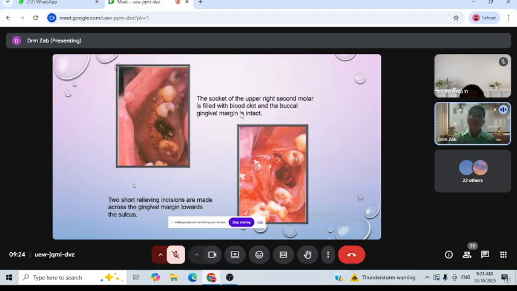You have seen this photo just now. This is where we use a buccal advancement flap. So you have an alveolo-sinusal oro-antral communication. You can do an incision around the neck of the tooth, and then two relieving incisions. This is where you do your incision. Then you raise the flap.